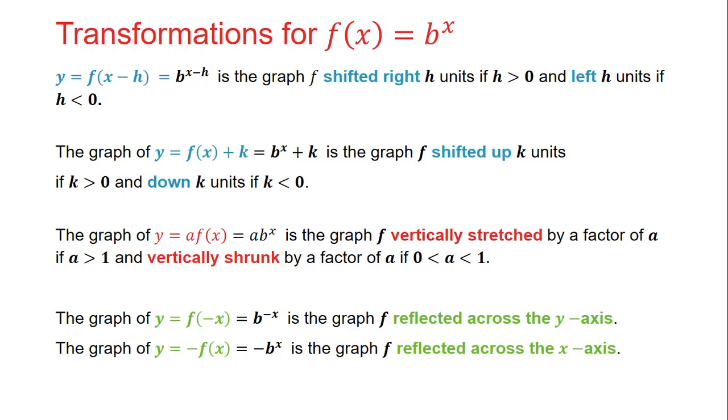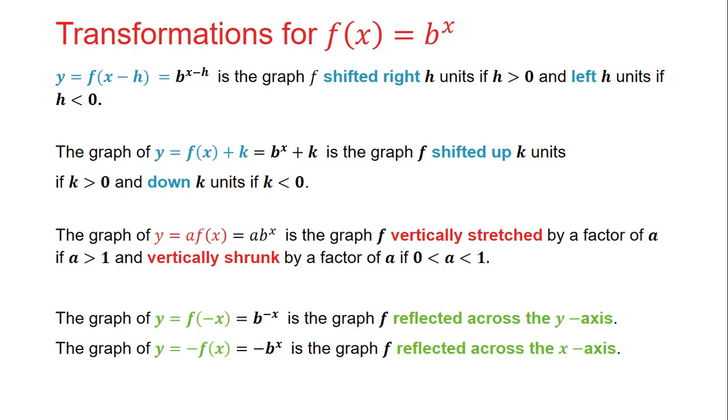So let me just remind you of the transformations we've studied. If we have a function y equals b to the x, that is f of x equals b to the x, recall that y equals f of x minus h, which in this function would be b to the x minus h, is a graph of f shifted right h units if h is positive, and it's shifted left h units if h is negative.